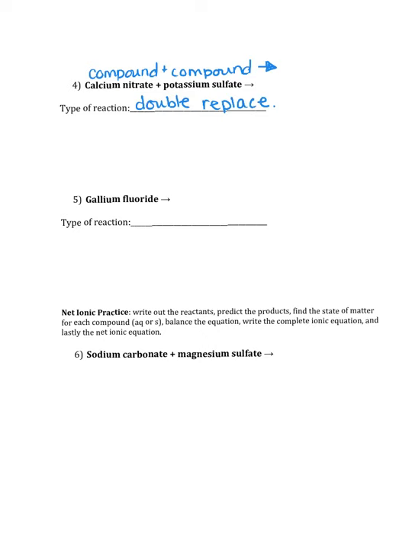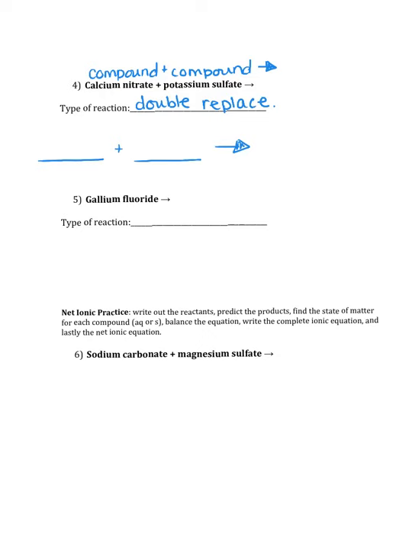So with these types of reactions, remember that we want to write out the reactants, and then we're going to switch the anions to get two new compounds as the product. So the first thing we want to do is we know that we're going to have a compound plus a compound. So let's go ahead and take a look at writing out the reactants.